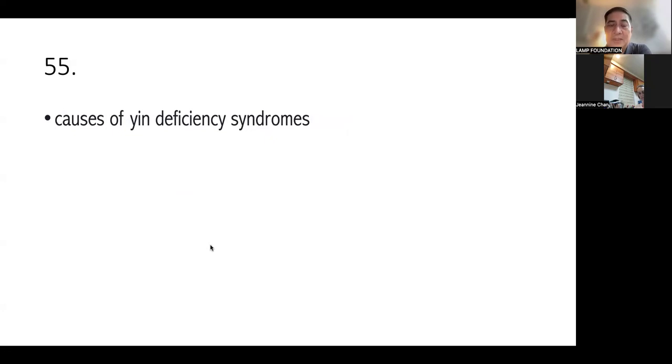Yes, very good. So what are the other symptoms? Continue. Malar flush, emaciation, dry mouth and throat, night sweats, and tidal fever. Very good. It's all there.